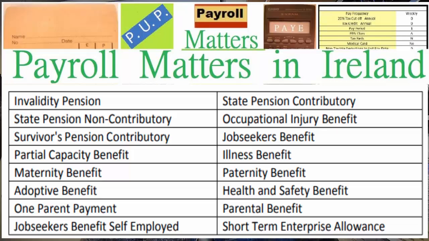The payments will relate to the following benefits: invalidity pension, state pension contributory, state pension non-contributory, occupational injuries benefit, survivors pension contributory, jobseekers benefit, partial capacity benefit, illness benefit, maternity benefit, paternity benefit, adoptive benefit, health and safety benefit, one parent payment, parental benefit, jobseekers benefit, self-employed short-term enterprise allowance.